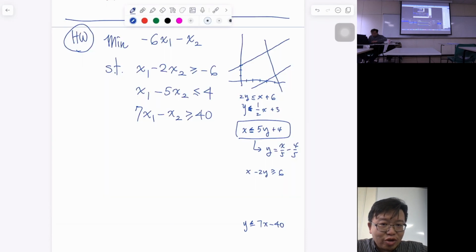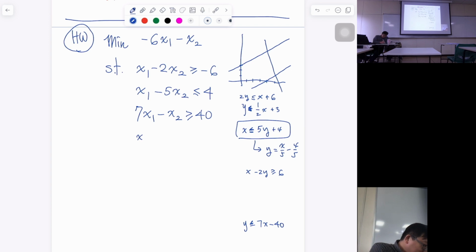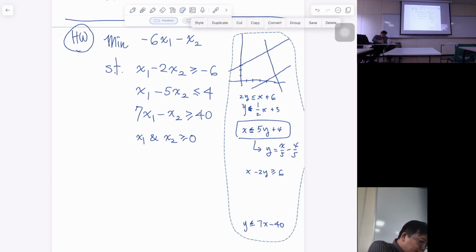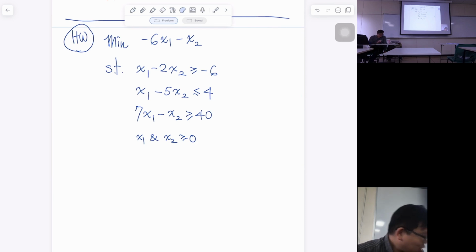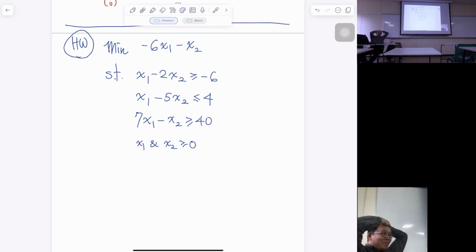So this will be your homework. Try to solve this using linear programming. If anyone solves this and figures out, hey, something is wrong, send me a message. Maybe I missed some of the symbols. Okay, this is your homework.